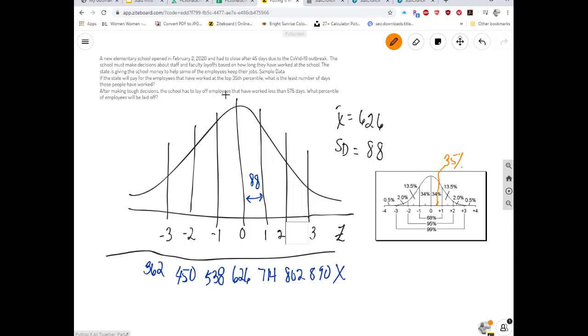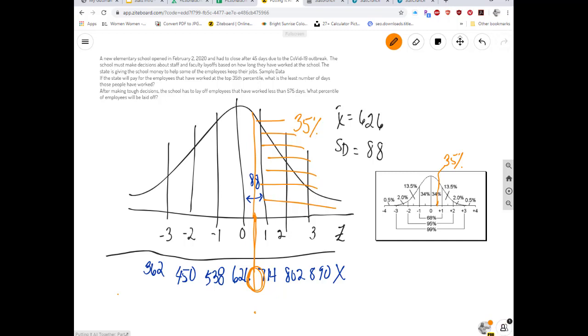So they had to have worked at least a certain amount of days, okay? And that is going to be approximately about here. What this says is that the state is going to pay for people that have worked at least this number of days, whatever number of days in through here. It could be some number, we don't know the number, but we're going to figure it out, between 626 and 714. And that number is the boundary that separates the 35% of people that have worked the longest. Okay, so they've worked at least some number of days.